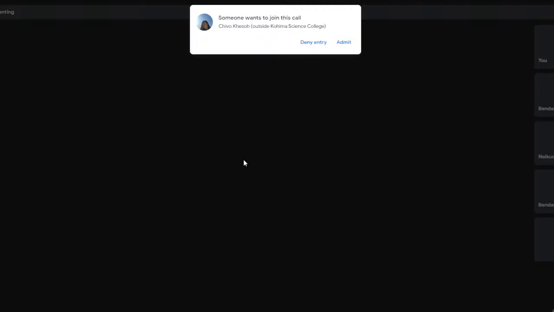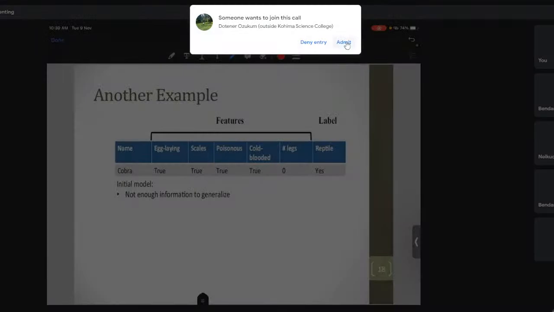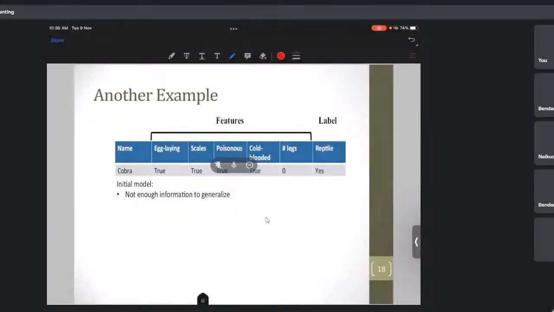Suppose I have some features about some animal, and you have to decide whether that is a reptile or not. So basically, our idea is to find out, based on these features, whether we can have a model for a reptile. The features that we are considering are egg-laying, skull, poisonous, cold-blooded, whether it has legs or not, and if that creature has legs, then how many legs are there.